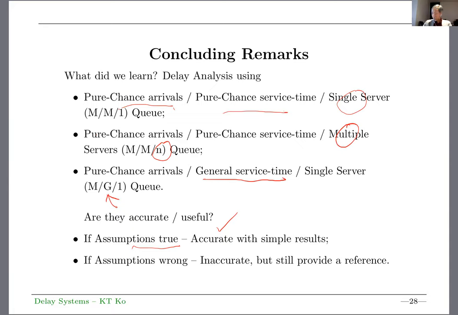Now, what if the assumptions are incorrect or wrong? Then the result, of course, is inaccurate. But it still provides a very good reference for knowing the upper bound and the lower bound. Of course, queuing systems have been developed that take those relaxations into account. For example, you don't have to have infinite servers, and you don't have infinite waiting space. It can be a finite waiting space, and we still have results for a finite waiting space.